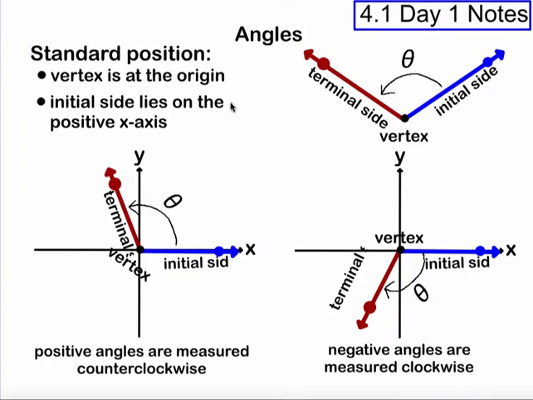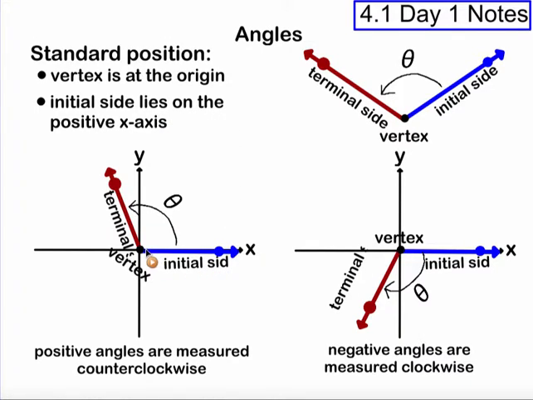So we're going to be putting angles on XY coordinate planes. And what you'll notice here in both of my examples is that the vertex, this black dot, is at the coordinate (0, 0). And pretty much 100% of the time, if we're on a Cartesian coordinate plane, we're going to have that vertex at the origin. That's one of the necessities to be in standard position. The other necessity is that the initial side has to lie on the positive x-axis.